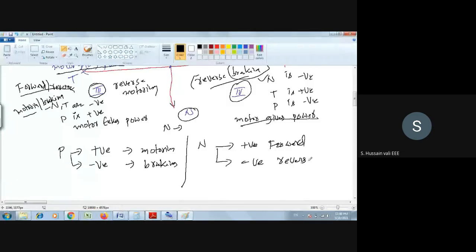Speed is negative in the sense that the motor is running in the opposite direction. That's the reason we call it reverse. So these are the four possible operations of a motor.